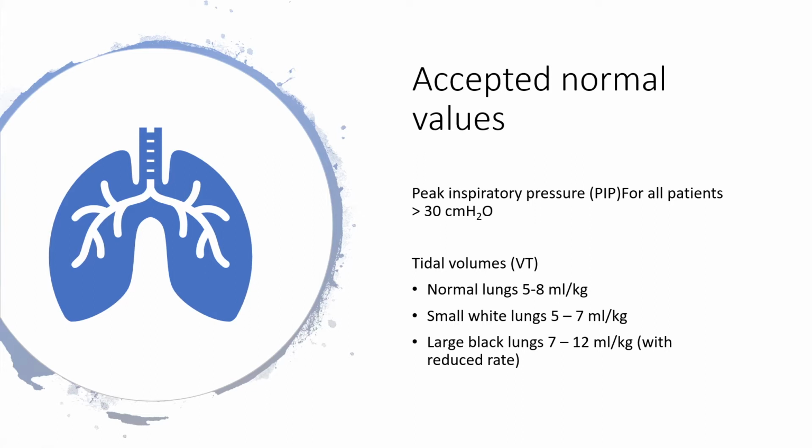So for normal lungs, 5 to 8 mils per kilo. For small white lungs, 5 to 7 mils per kilo. Some people would say less, so I've heard 3 to 6 mils per kilo being quoted. And for large black lungs, you can use larger tidal volumes of 7 to 12 mils per kilo. However, you'd expect to use a slower rate.